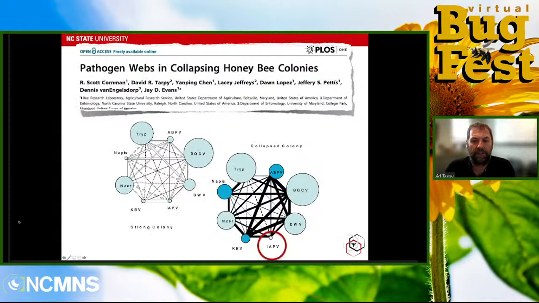Subsequent studies, however, have gone in and followed up and done similar work to see if this was indeed the case. And other studies have shown that the association was not as strong in collapsing colonies. So this IAPV was not as prevalent in collapsing colonies versus colonies that were seemingly healthy. So that was a false alarm in trying to attribute colony collapse disorder to a simple cause.